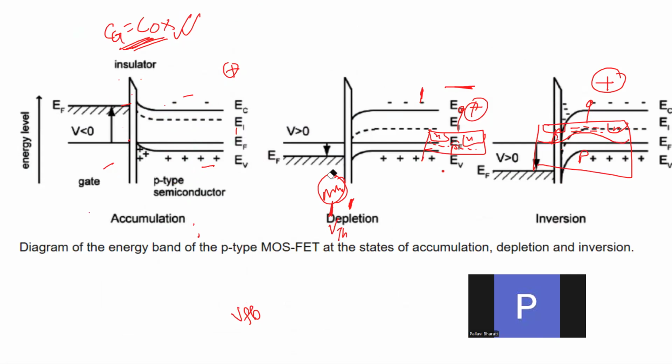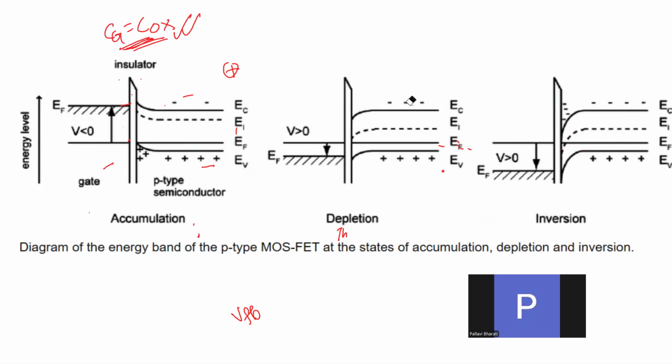In the next case, when you start giving a positive gate voltage, first there is a depletion of positive charges. When you start giving positive voltage on the gate, first the holes are repelled, and when the holes are repelled, a depletion layer is created. Then if you continue increasing the positive gate voltage, the electrons are attracted towards the semiconductor oxide interface, and at that time the band will bend downward.